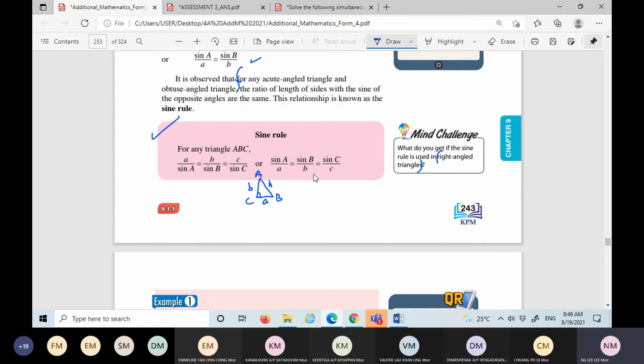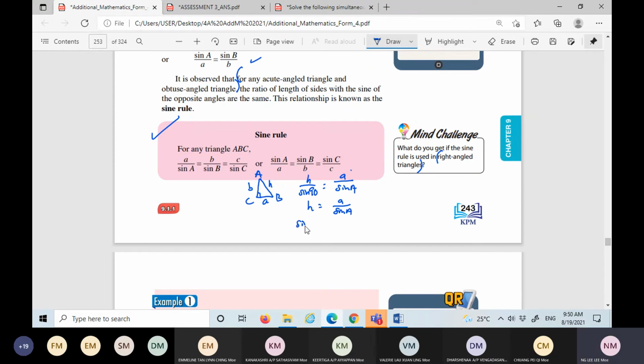If I use the sine rule, it will be H over sine C, which is 90 degrees, equals A over sine A. You see, sine 90 is what? When you press the calculator, sine 90 will give you 1. This means H is equal to A over sine A.